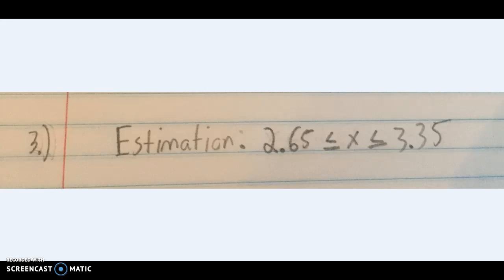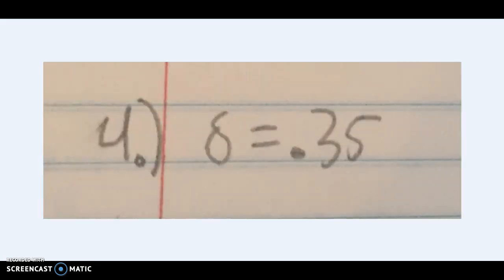Using the previous graph, we can estimate that the interval for which x will give an output within the error band is between 2.65 and 3.35. And using that interval, we are able to obtain an estimation for delta by taking the difference between the lower and upper boundaries of x.